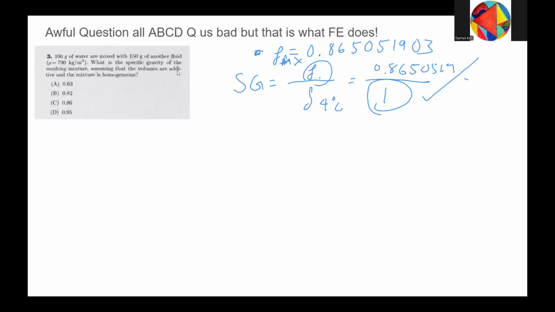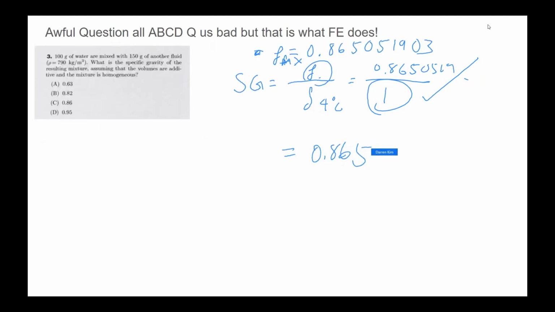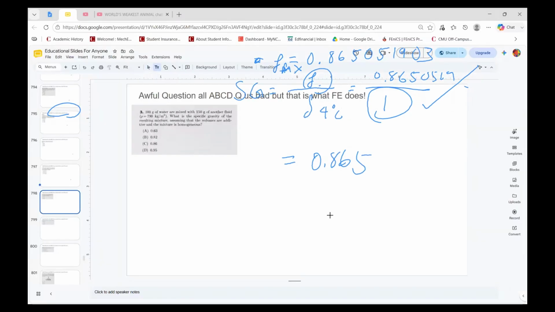I do hope that my face image didn't block out anything. That was horrible of me to have this open. I did not realize it again. Anyway, that would equal 0.865. So I'm thinking it's C. And hopefully that is correct.